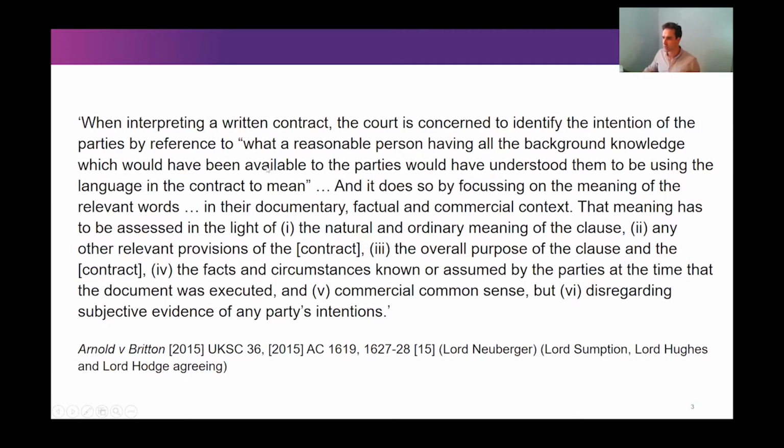And what is on this slide here is a typical statement of principle, one of the more recent statements of principle from the UK Supreme Court. And you'll see in the first part, it states the aim. The aim is to ascertain the reasonable person's understanding of what the parties intended. And then the rest of the statement of principle lists all these things that you need to consider to arrive at the reasonable person's understanding. The natural and ordinary meaning, the apparent meaning of the words, the whole contract, the purpose of the clause or the contract, the background, and commercial common sense or results, the consequences of the competing interpretations. But you're not allowed to look at evidence of what the parties actually intended.